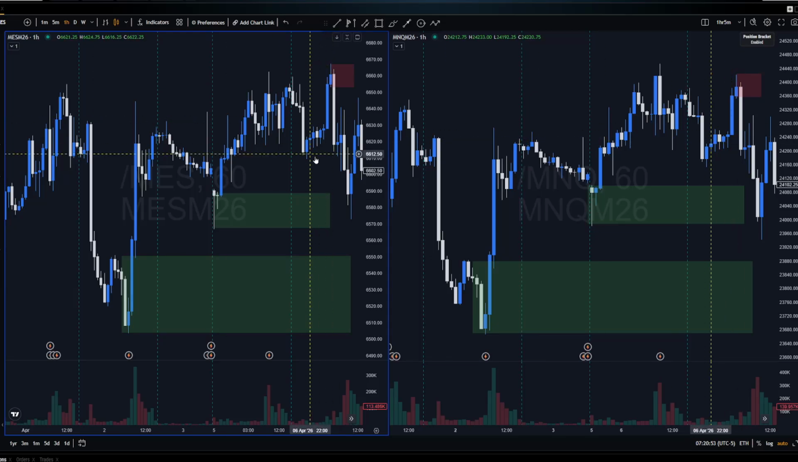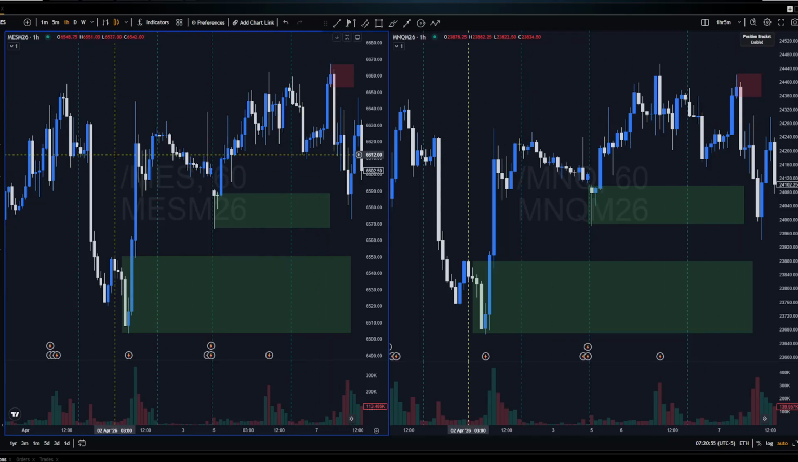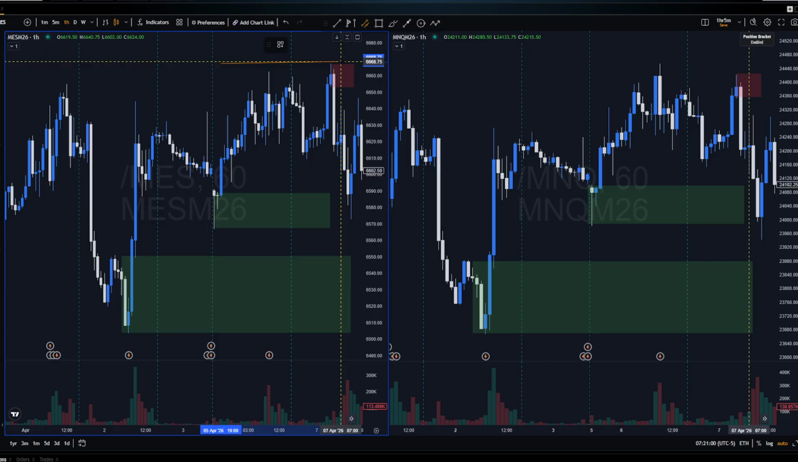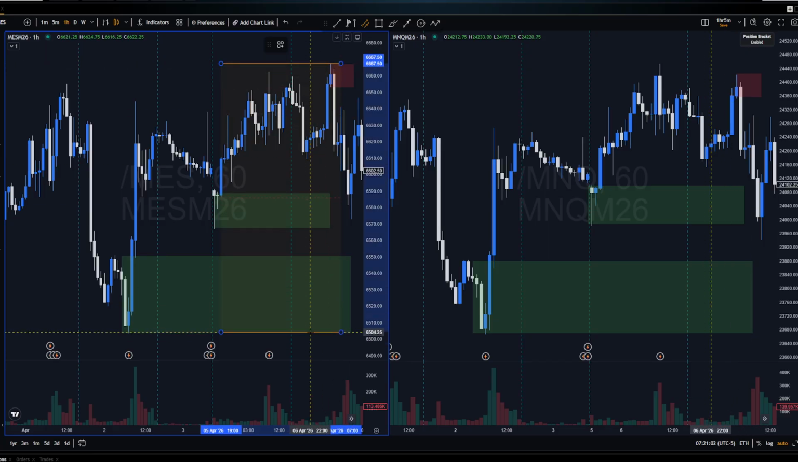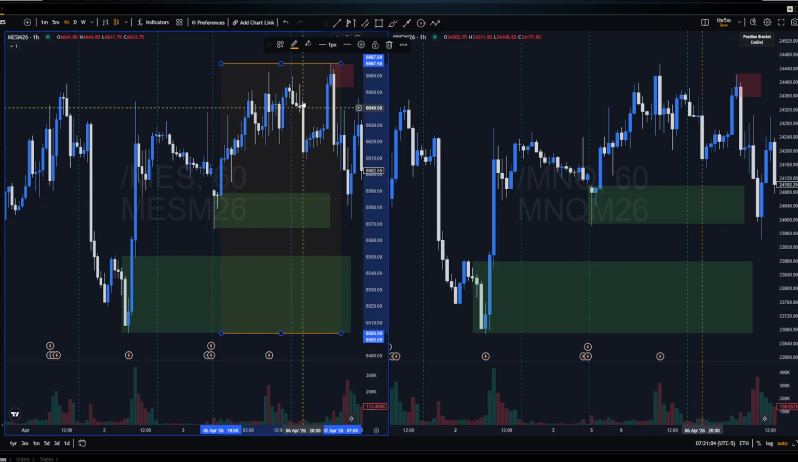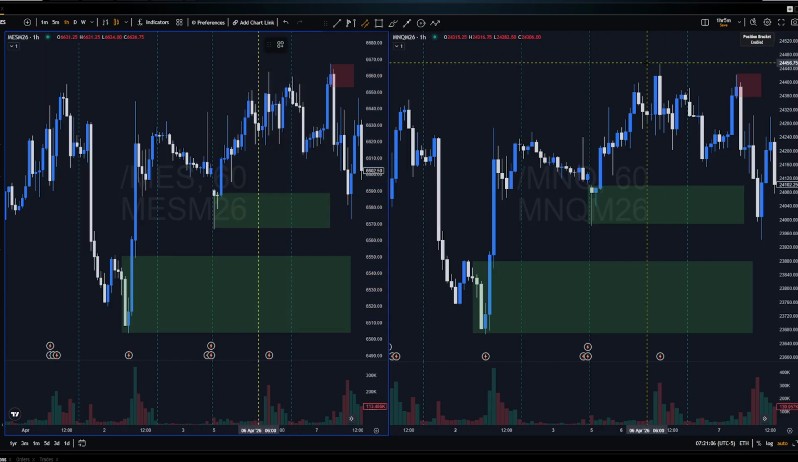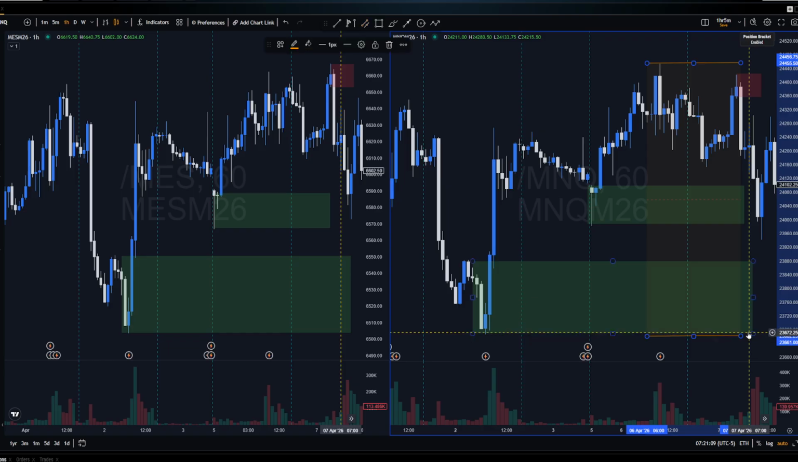All right, let's talk about yesterday a little bit. This is the hourly of the ES on the left and the NQ on the right. If we take our last upswing in the market and look at 50% or lower, these are our demands we're looking at. Same with this. We're looking here and here.